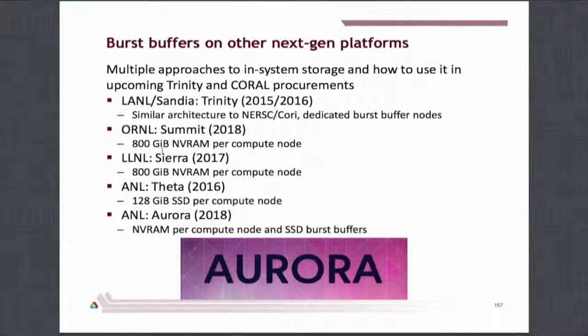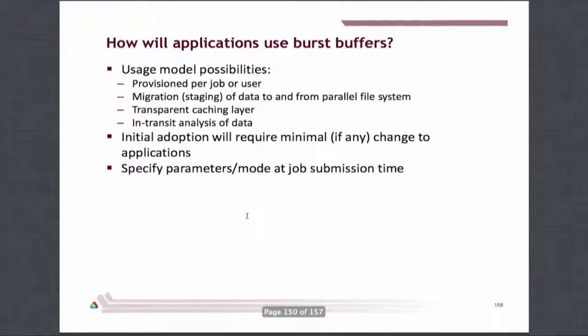The Oak Ridge and Lawrence Livermore Coral machines are going to have some storage in the compute nodes instead of on separate dedicated nodes. So every single compute node will have some amount of storage available. We'll have the same thing on the Aurora system, maybe not the same amount, and then also separate burst buffers elsewhere in the system. So what will this mean for applications?